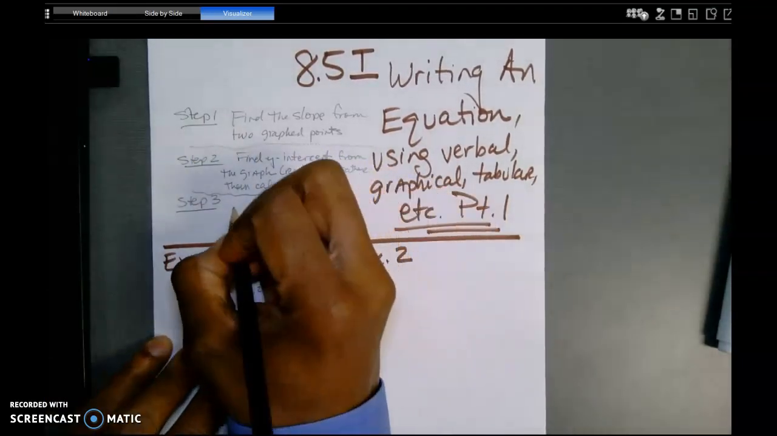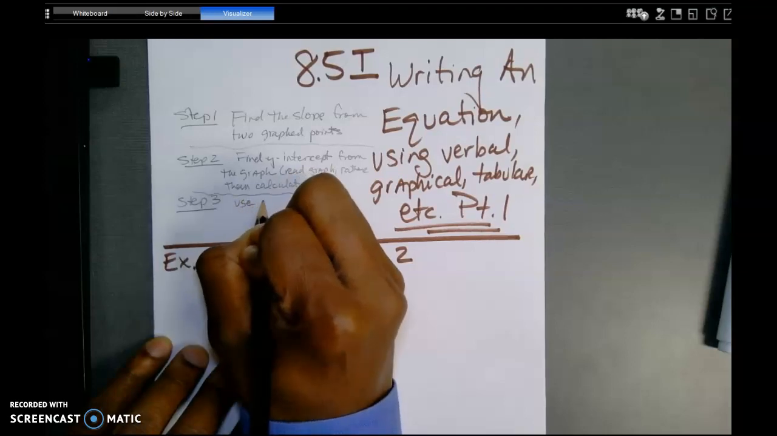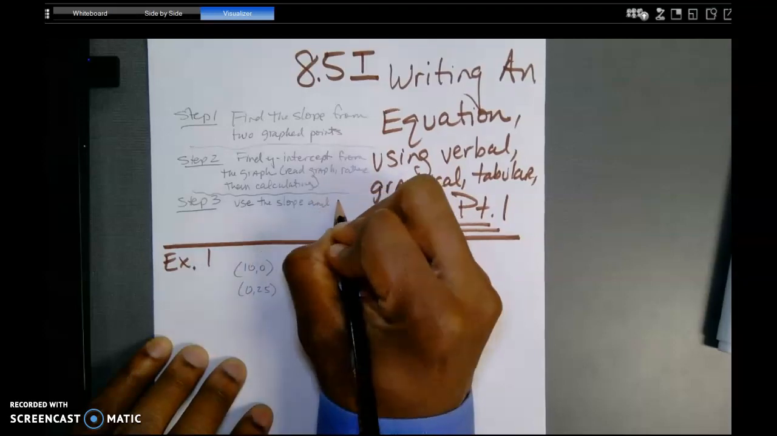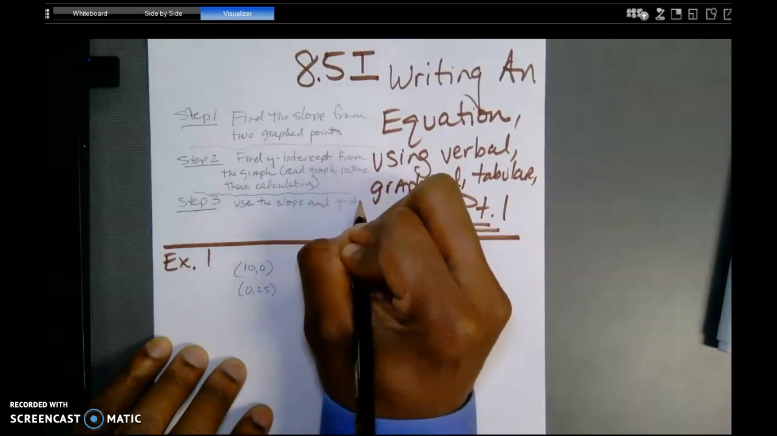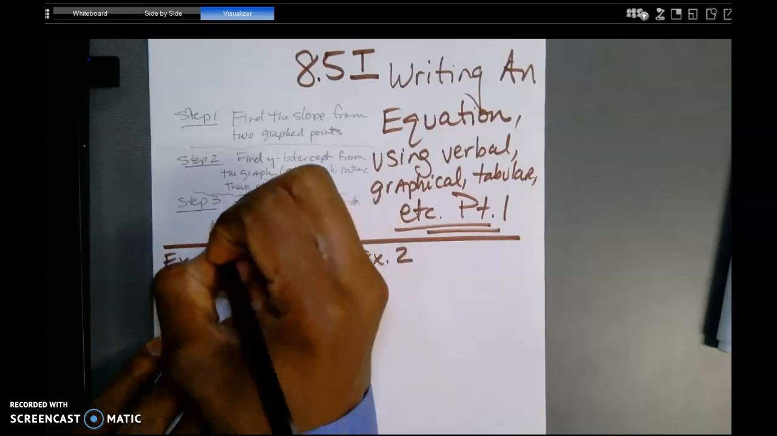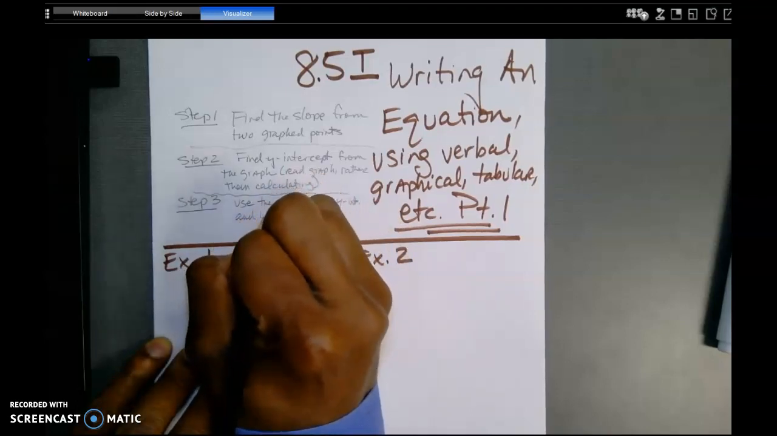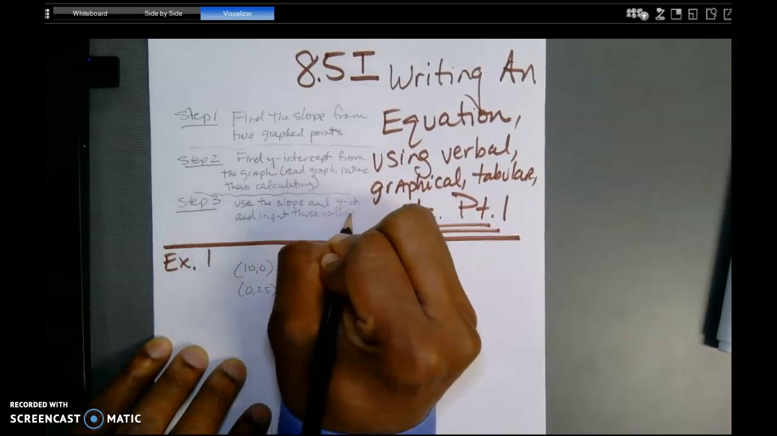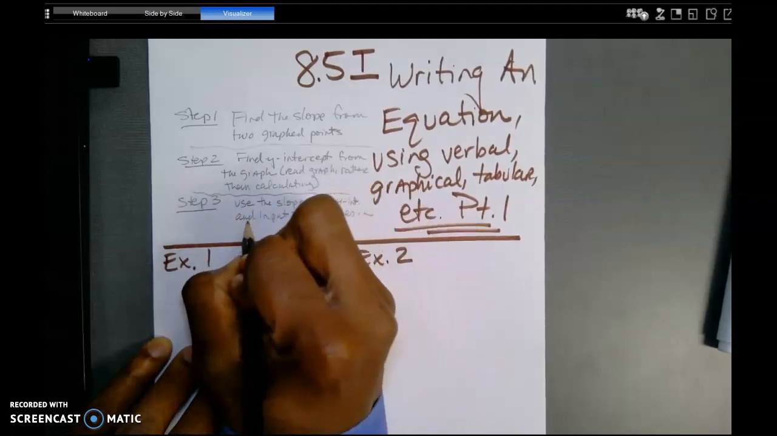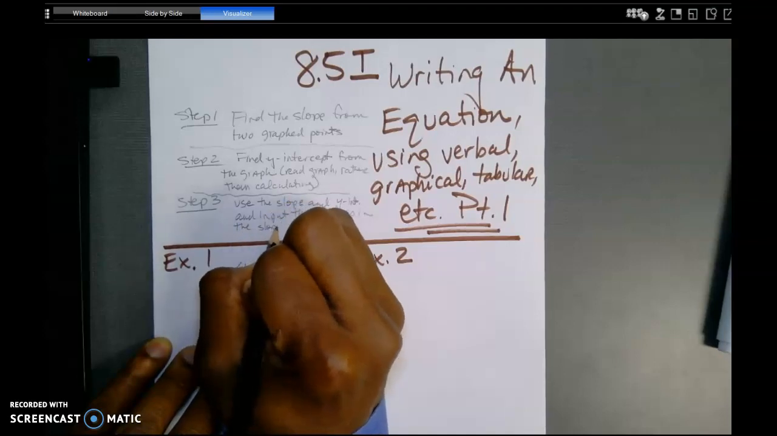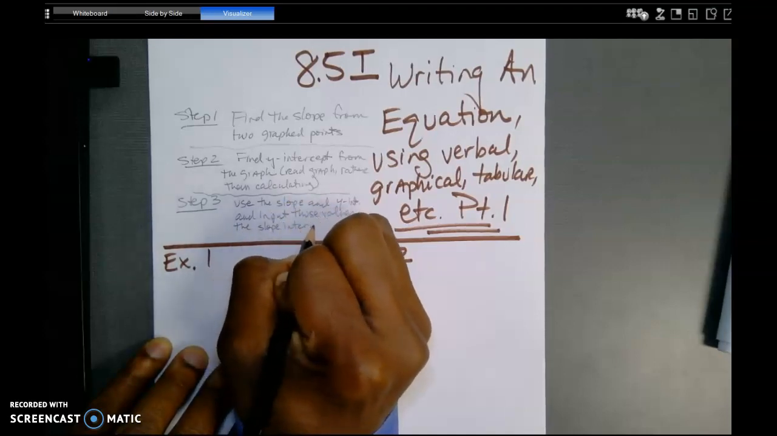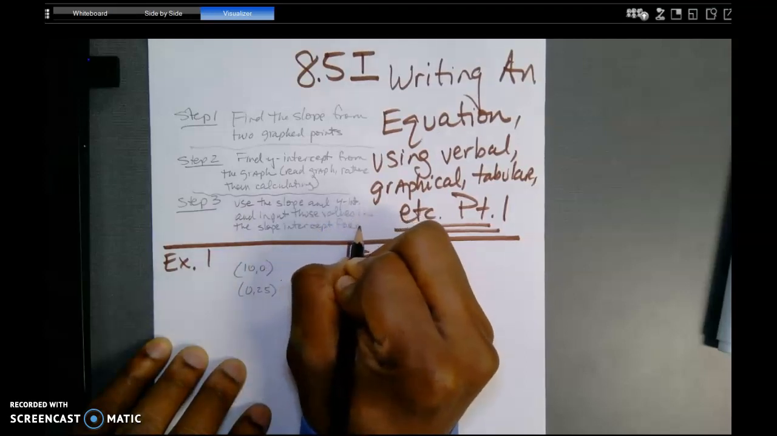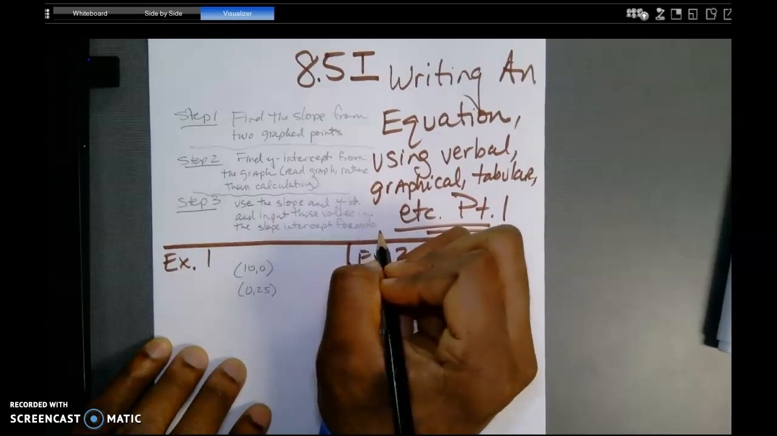And then step number 3 is going to be where I use the slope that I calculate and y-intercept, and I'm going to abbreviate that INT, and input those values in the slope-intercept formula. Sorry for my handwriting.